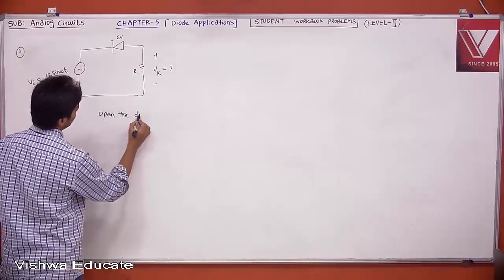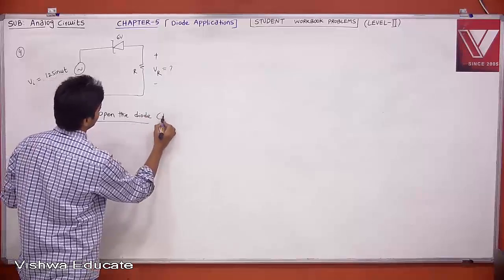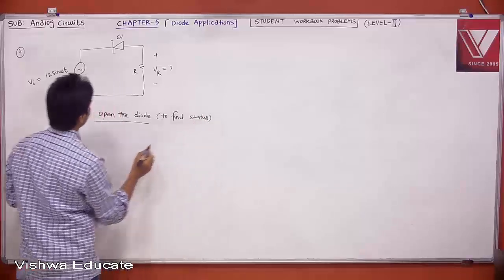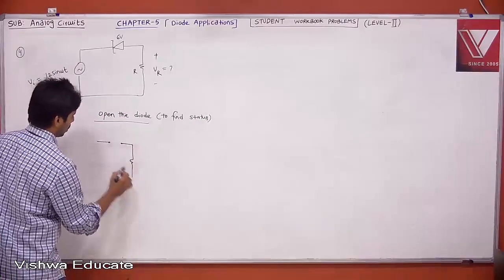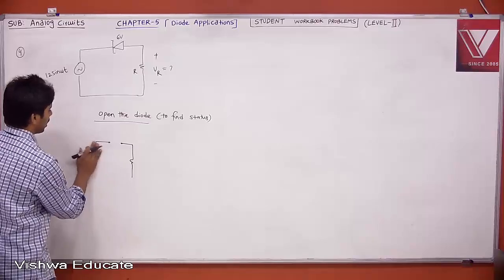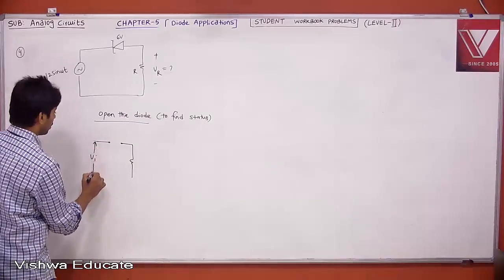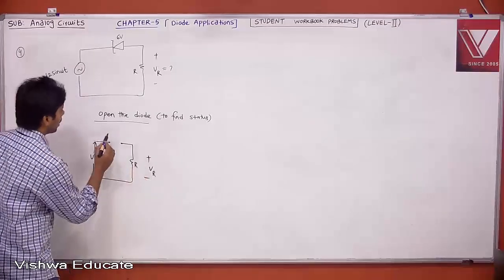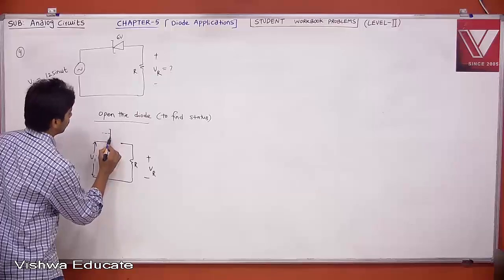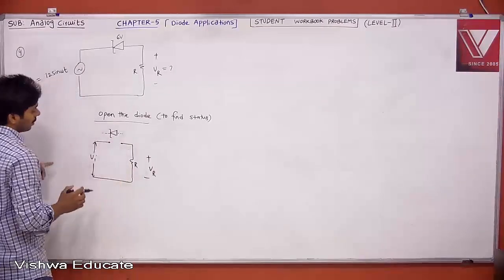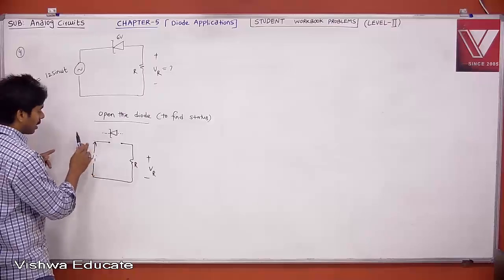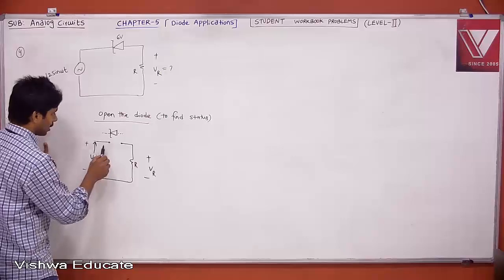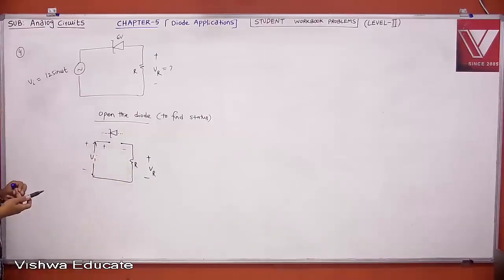Actually I can do it directly, but if you want to understand, to find the status, when you open the diode, this is your VI, and this is your VR. Then bring back your diode. There is no current, so whatever VI we have here, the same voltage will come here. Let us say this is plus, minus, and this is plus, minus. That is the voltage.